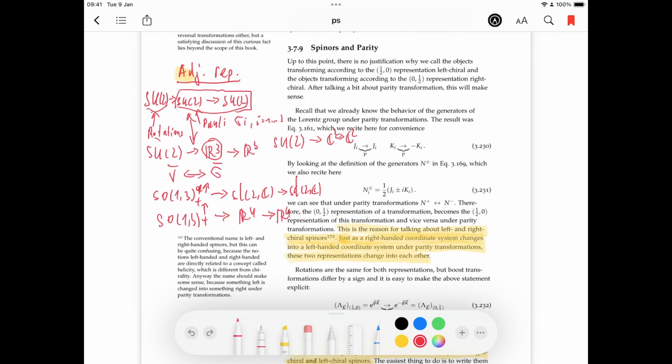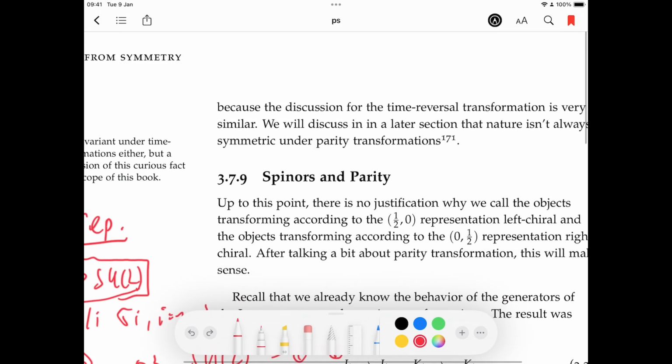Could you please repeat your statement once more? So for SUN, the Yang-Mills theory, there will be n squared minus 1 generators.